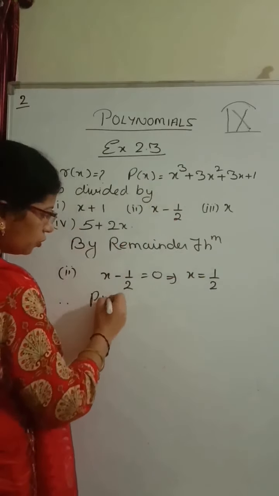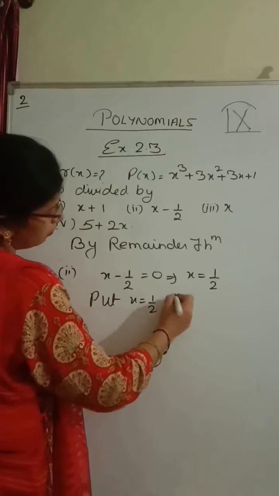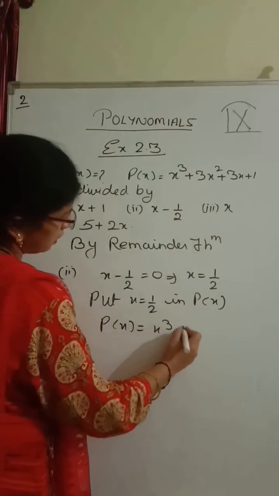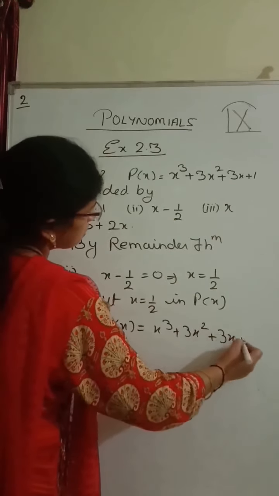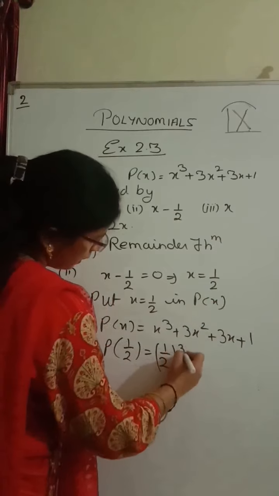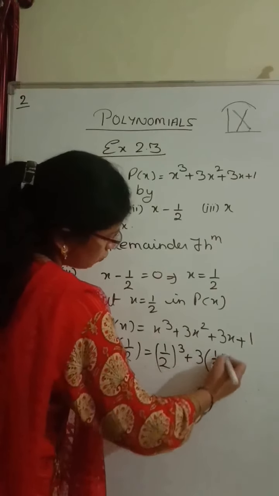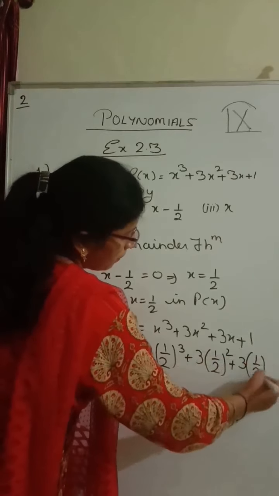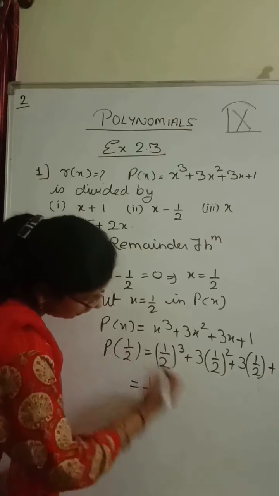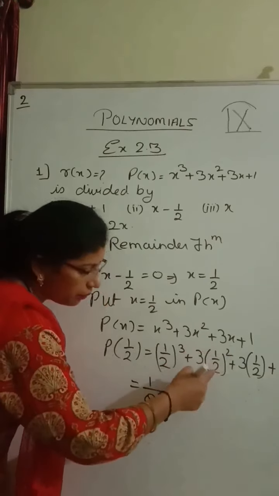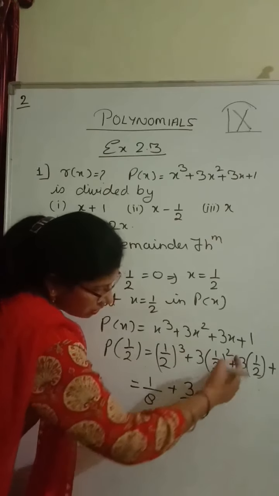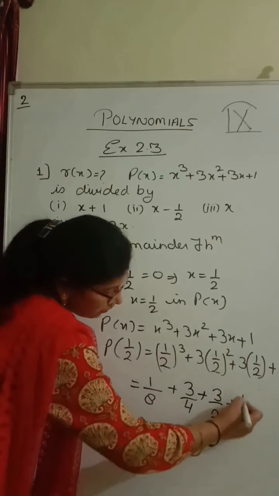So we will write, put x equals 1 upon 2 in p of x. So write the polynomial p of x equals x cube plus 3x square plus 3x plus 1. So p of 1 upon 2 equals 1 upon 2 whole cube plus 3 into 1 upon 2 whole square plus 3 into 1 upon 2 plus 1. So 1 cube is 1, 2 cube is 8, plus 1 square is 1, 2 square is 4, 1 upon 4, 3 ones are 3 upon 4, plus 3 ones are 3 upon 2, plus 1.